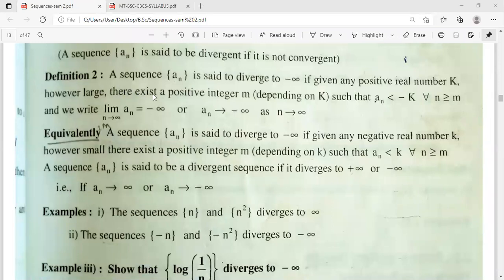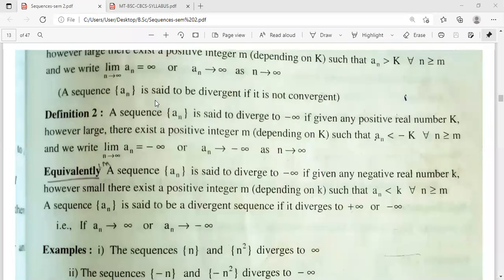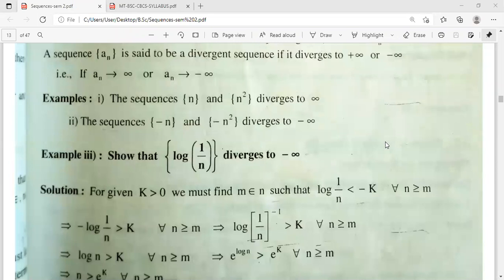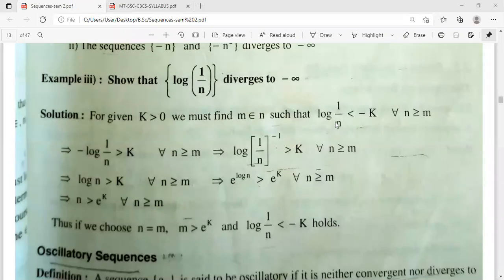The first one is plus infinity, the second one is minus infinity. Here you see a_n less than minus k, so they have taken definition number 2 for the divergent sequence. Now by using that, you can write log 1 by n less than minus k for every n greater than or equal to m.